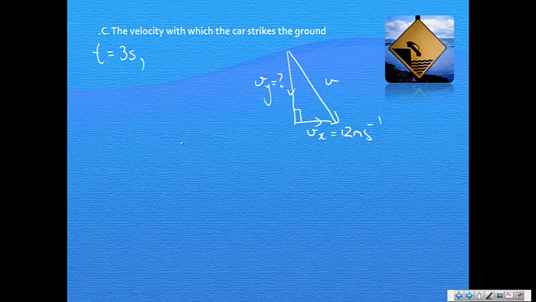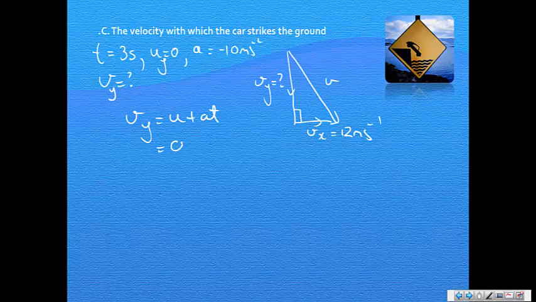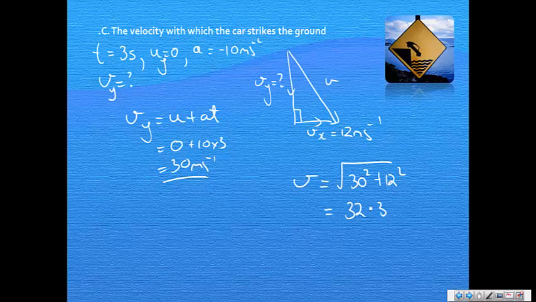So which equation? I've got u, I've got acceleration, I've got t, but I need to find a v. So which equation could we use? If you've got v equals u plus at, 0, I'm going to ignore the negative sign just because it's all in the same direction again, and I've got that my final velocity will be 30. So how we find v is using Pythagoras. My final velocity will be the square root of 30 squared plus 12 squared, and when we work that out I get 32.3, or just 32 if I use significant figures, metres per second.